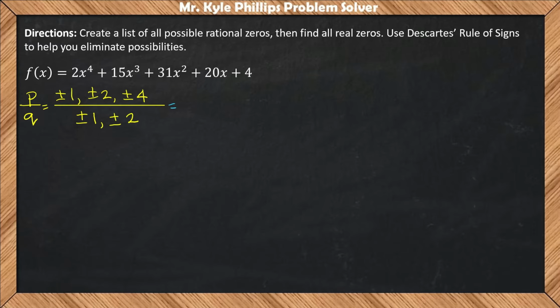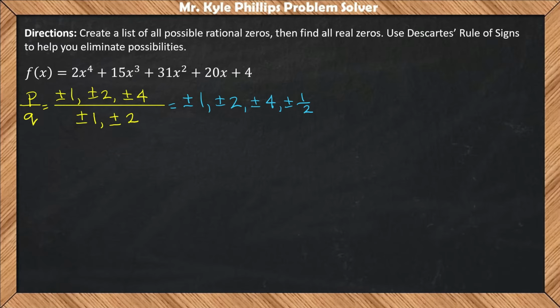So to find all your possibilities, you're going to take each factor of 4 and divide it by each factor of 2. So 1 divided by 1 is going to give me 1. 2 divided by 1 is going to give me 2. And 4 divided by 1 is going to give me 4. Now we'll say 1 divided by 2, that's going to give us plus or minus 1/2. 2 divided by 2 is 1, but we've already accounted for that here. And then 4 divided by 2 is 2, and we've already accounted for that here. So these are all of my possible zeros here.